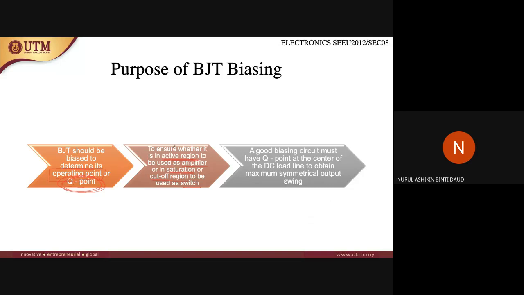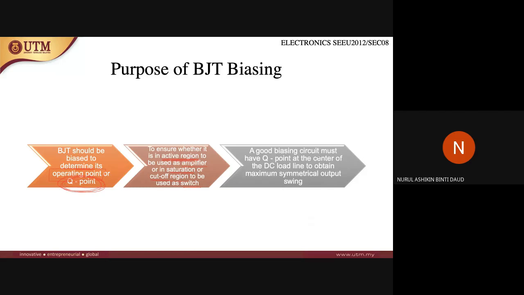So you want to ensure in which region the transistor is. Okay, so this is another purpose of BJT biasing. So next, another reason why BJT biasing is important.